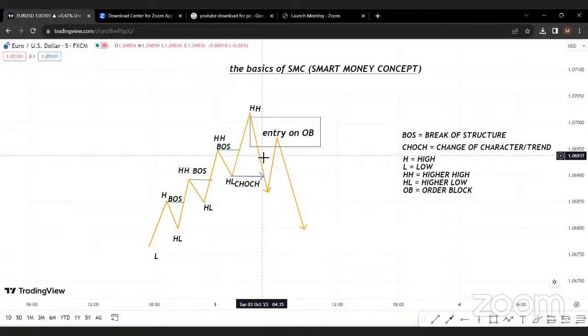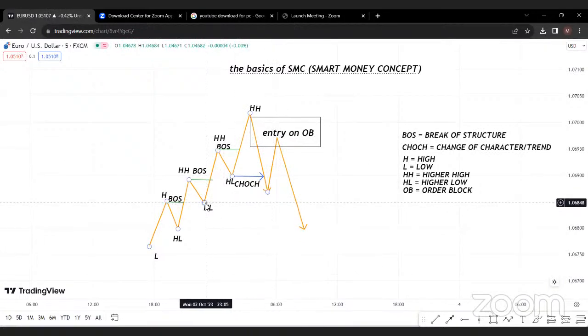Now, we are done with the entry. How do you exit these markets? Exit should be targeting the last low the market created. So this was the last low before the market went back to the order block. You can see this was take profit number 1.